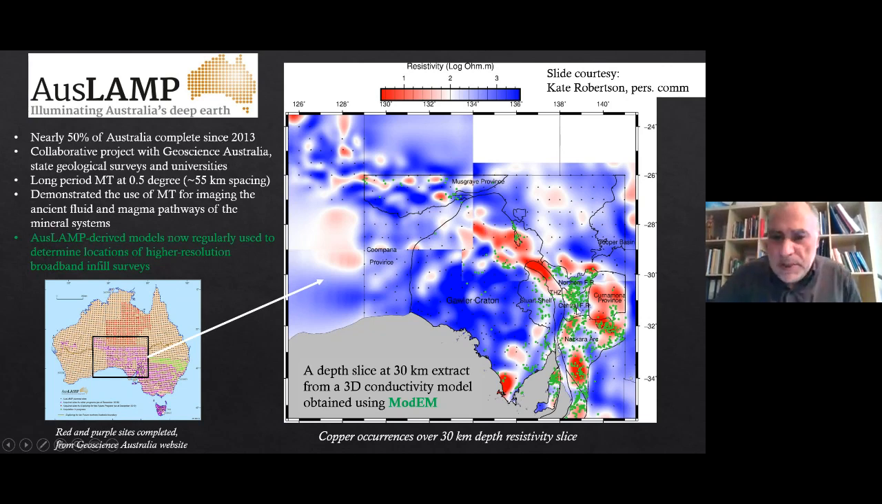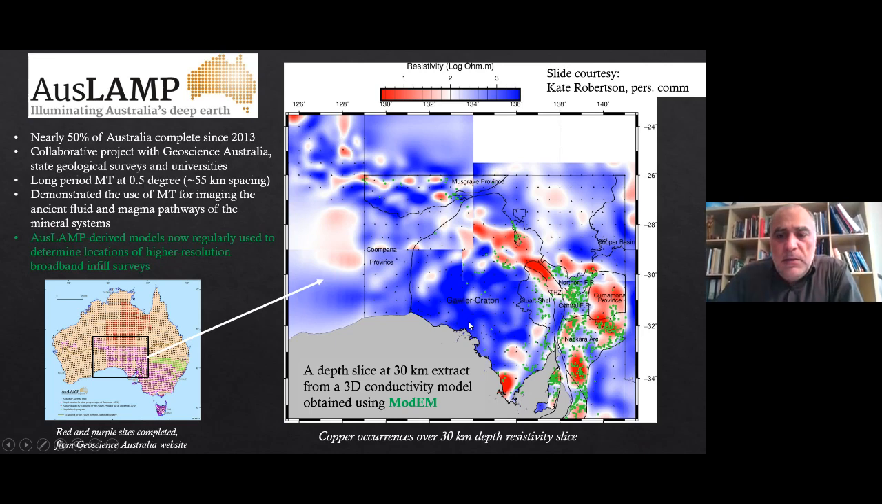The most interesting observation here is these green dots. They show the location of where copper occurs on the surface, and it correlates very well where we have this contrast between resistive and conductive anomalies in the 3D model. For example, here you can see very nicely the correlation between the occurrence of copper and the contrast between resistive and conductive anomalies, and in many other places here.